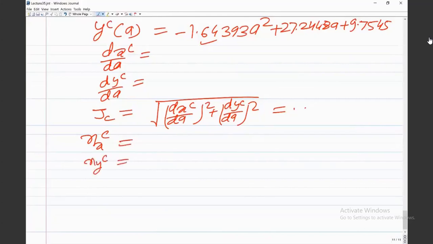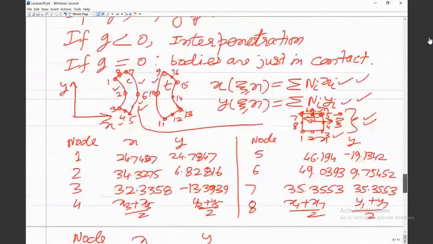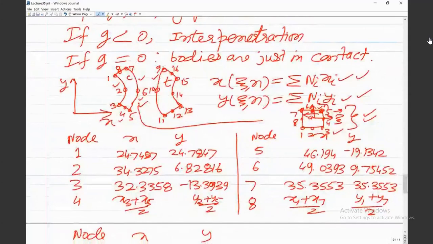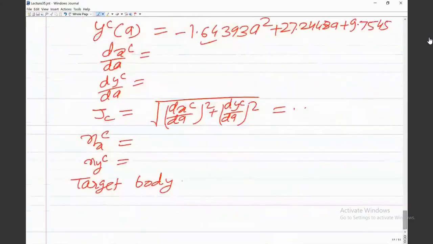You will get nxc, and similarly now if you look at the target body, the contact edge is going to be this 9, 10, 11 from here. 9, 10, and 11, the mapping is again done. 9, 10, 11 is mapped to basically this edge. So now if you look at the mapping for this case, 9, 10, 11 is corresponding to this edge, 11, 12, 13 is this edge, and 13, 14, 15 is this edge, and 15, 16, 9 is actually this edge.